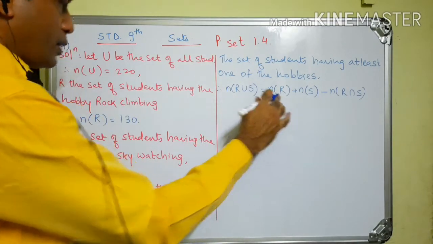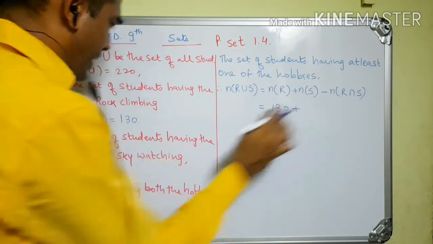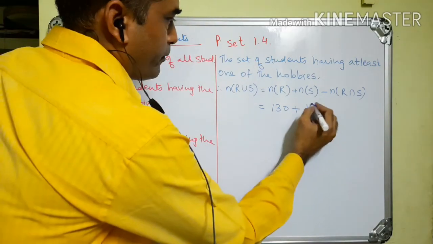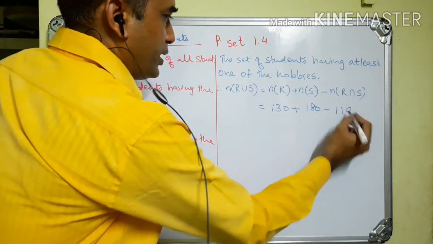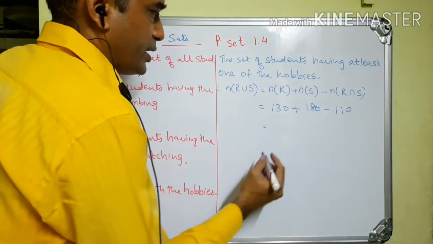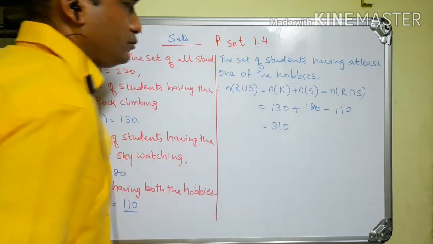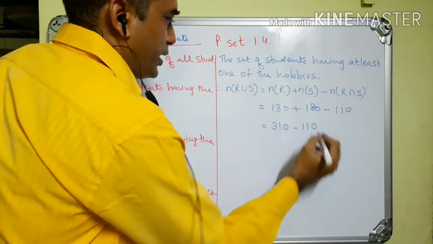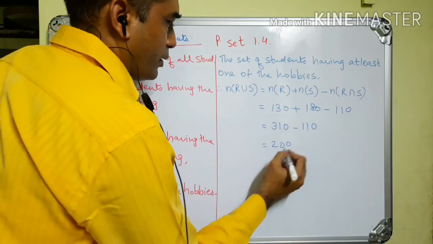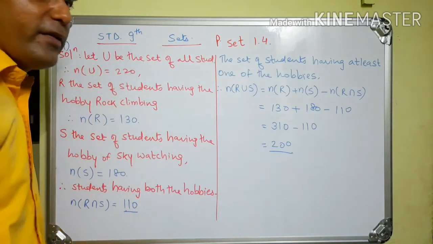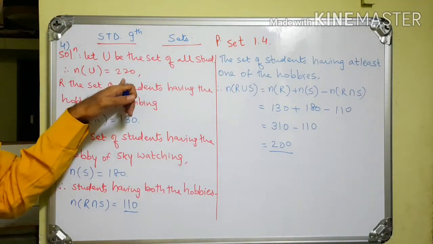This is equal to n(R) 130 plus n(S) 180 minus n(R intersection S) 110. So 130 plus 180 is 310, minus 110. So 310 minus 110 will be 200. 200 students have at least one of the hobbies, and total students are 220.